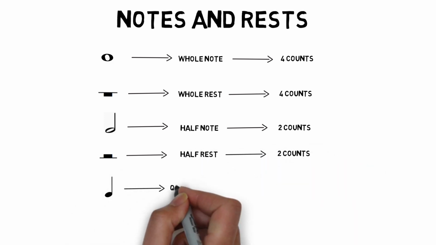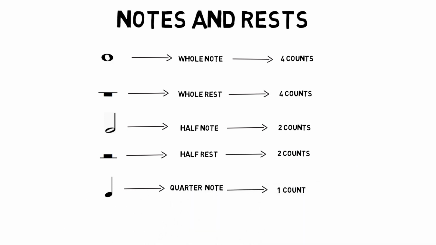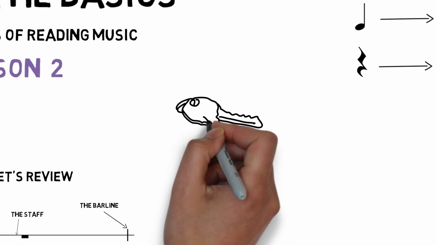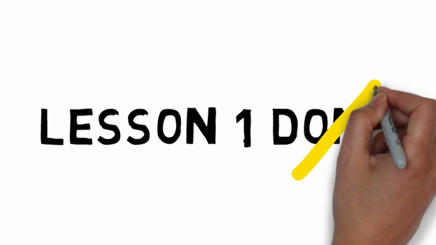Quarter notes, which receive 1 count. And lastly, the quarter rest, which is held for 1 count. These are all key ingredients and components of reading music. If you are not familiar with them, please refer back to Lesson 1.